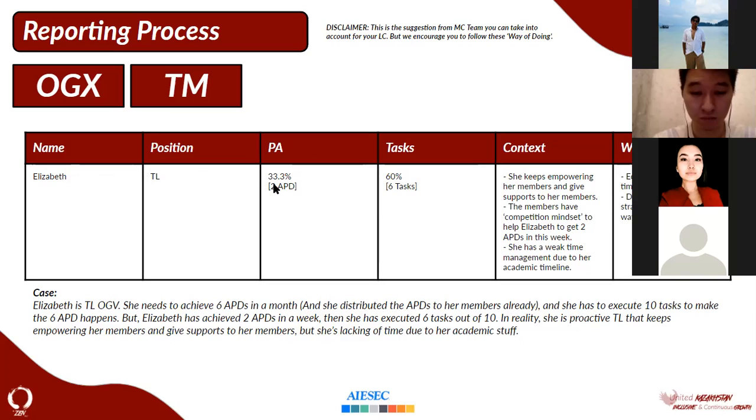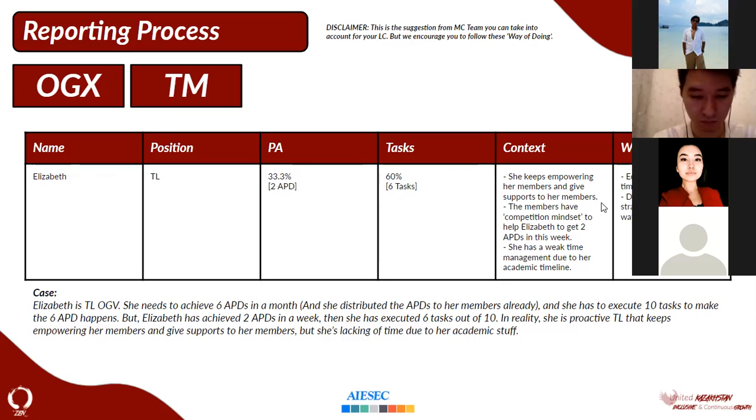I'm sorry, if this is my mistake, it should not be 33.3. It should be another one, because this is my mistake. And then for tasks, let's say 6 tasks out of 10, maybe 60%. Then into the context, maybe she keeps empowering her members, giving support to her members to achieve this kind of approval.